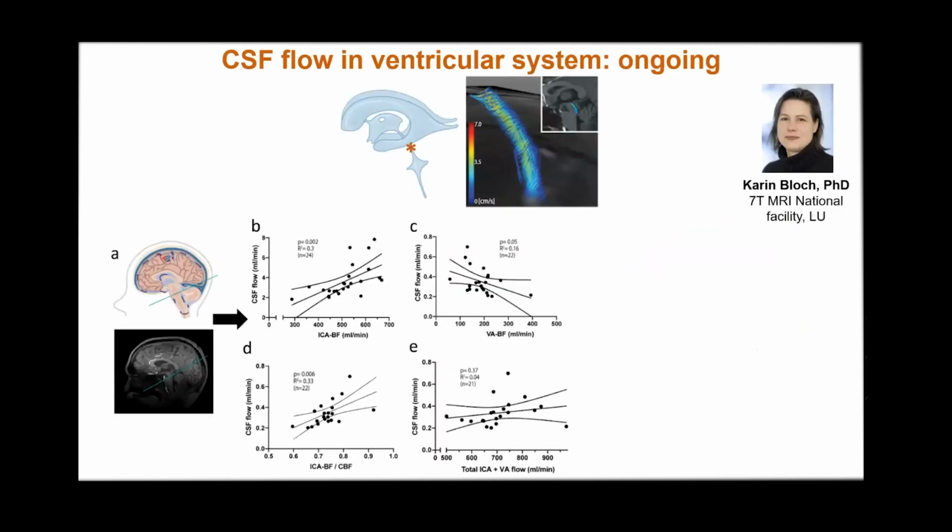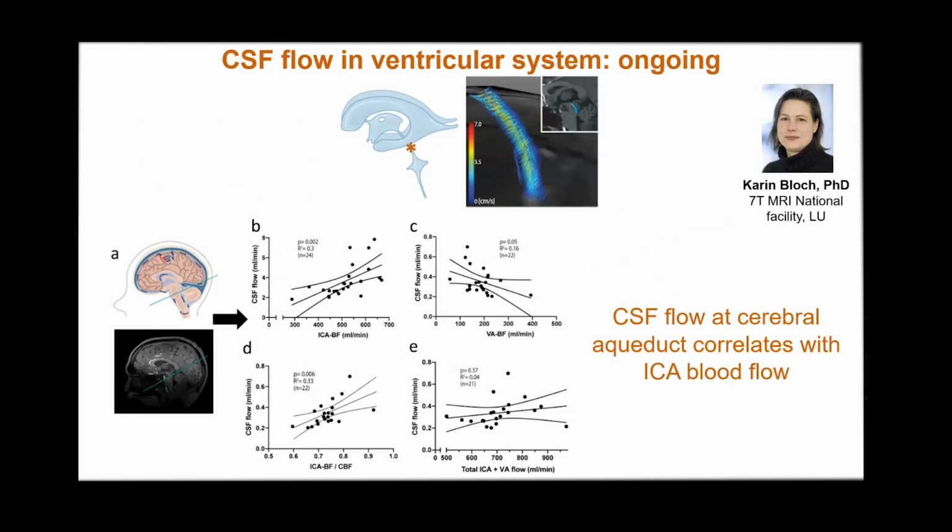And this is again from another study where we looked at the correlation between the CSF flow and the cerebral blood flow. And we show that the CSF flow correlates very well with the blood flow in the internal carotid artery. It makes sense, because the ICA is one of the main arterial flow contributors to the brain. So if you have an impaired ICA flow, the subsequent flow along the CSF, along the perivascular spaces, would also be altered.